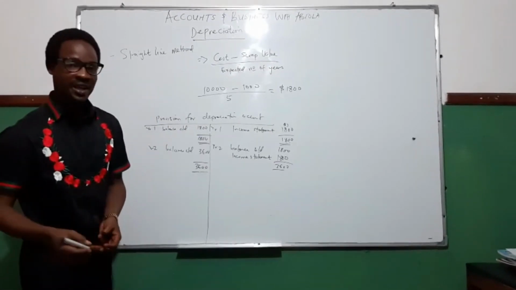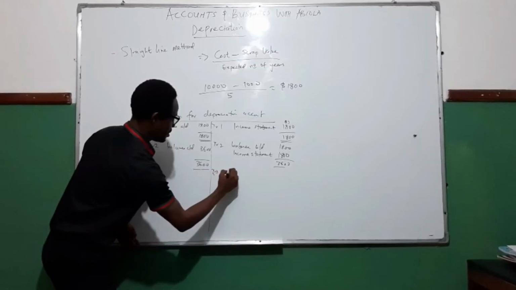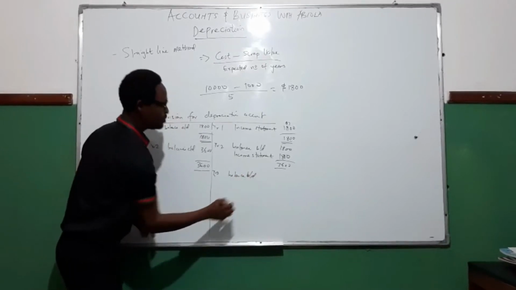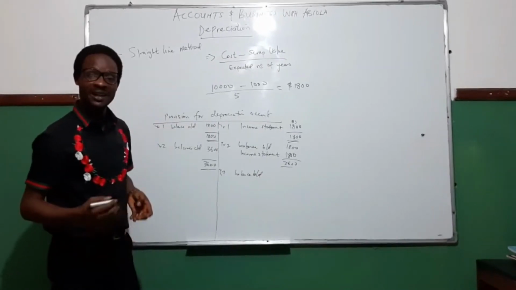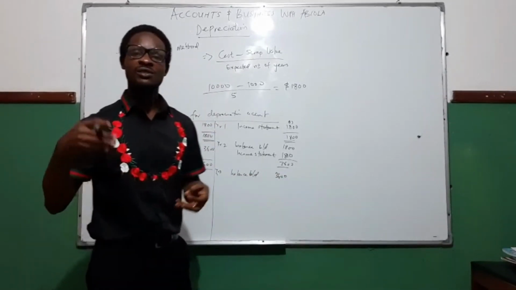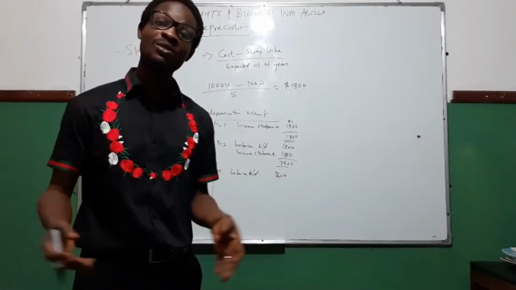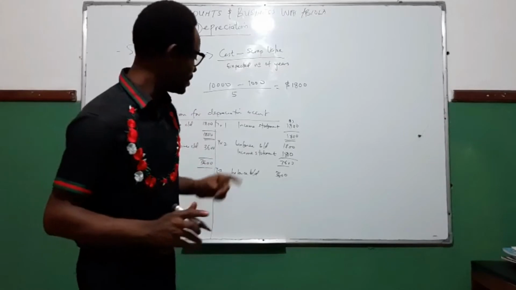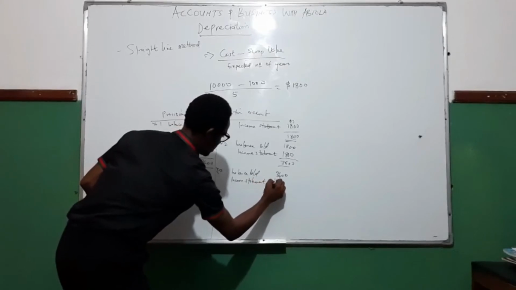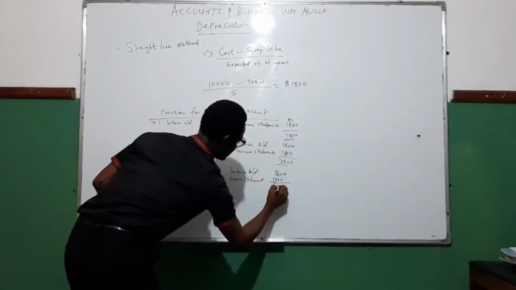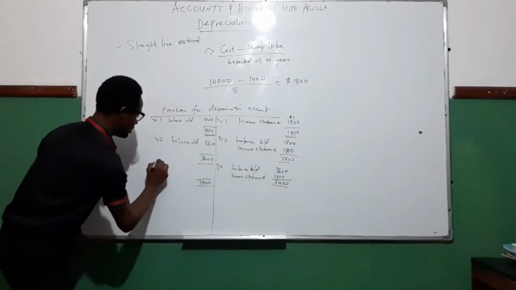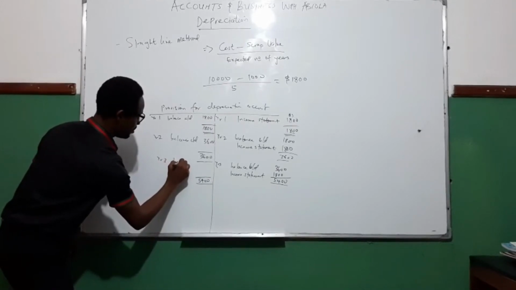At the beginning of year 3, this balance is brought down again. That is the accumulated depreciation at the end of year 2 on the asset machinery, for instance. And the amount to be shown as depreciation for year 3 is still going to be the same amount, 1,800, income statement. So total here will be 5,400. So at the end of year 3, the accumulated depreciation is 5,400. Then we balance it here.